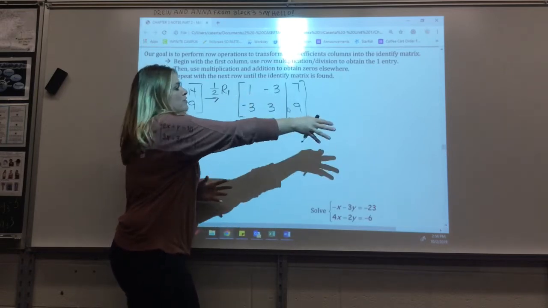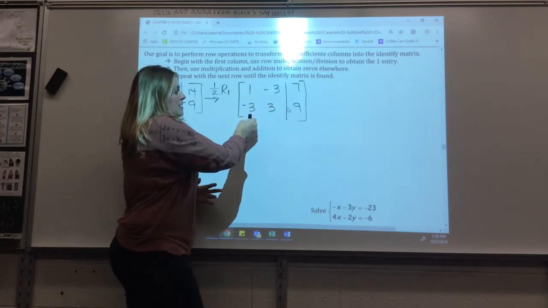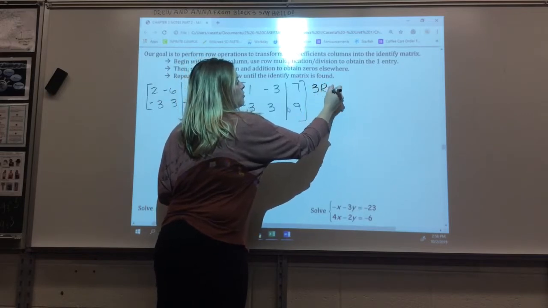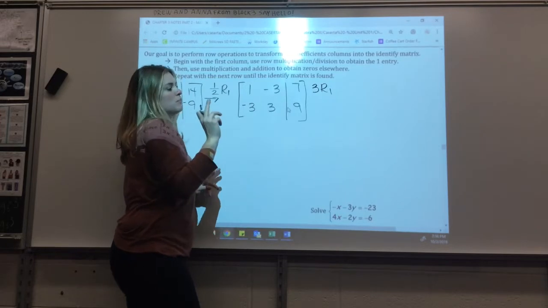I can't just multiply this whole row by 0 because it'll clear everything. I need a positive 3 to knock it out. So I'm going to borrow this row. I'm going to take 3 and multiply it to row 1. Or in essence, you could say you could change it and change it back. So we're just going to borrow it.